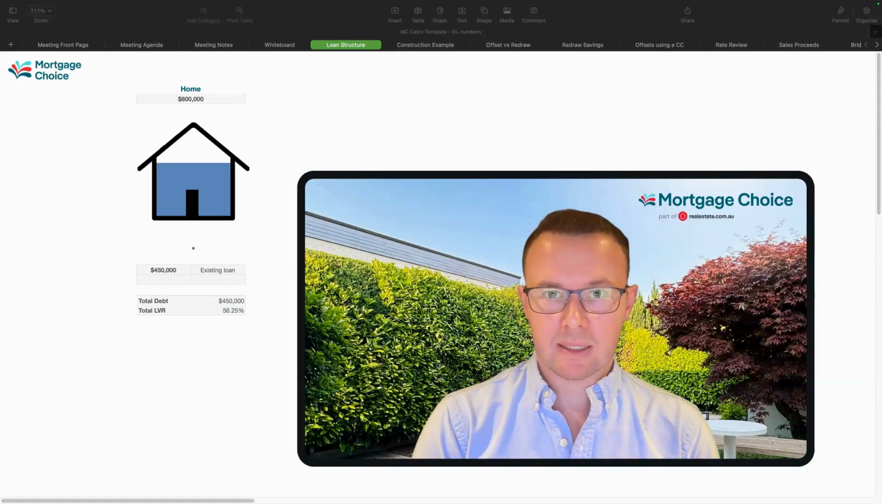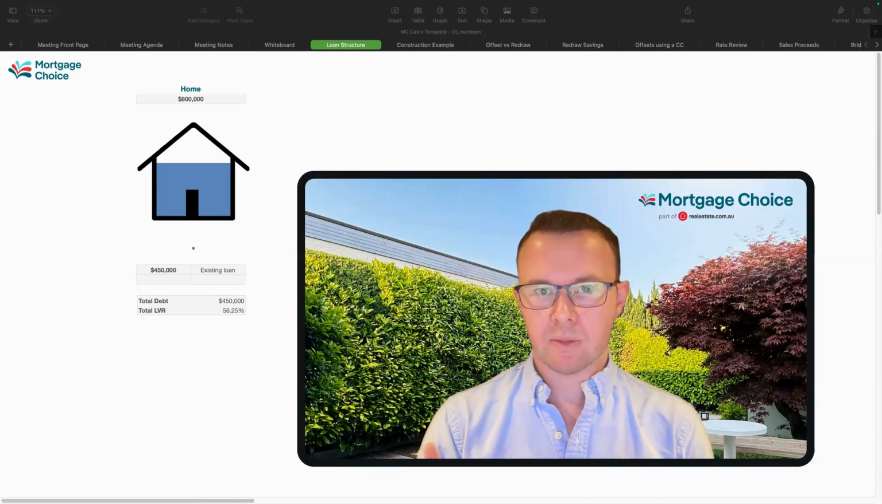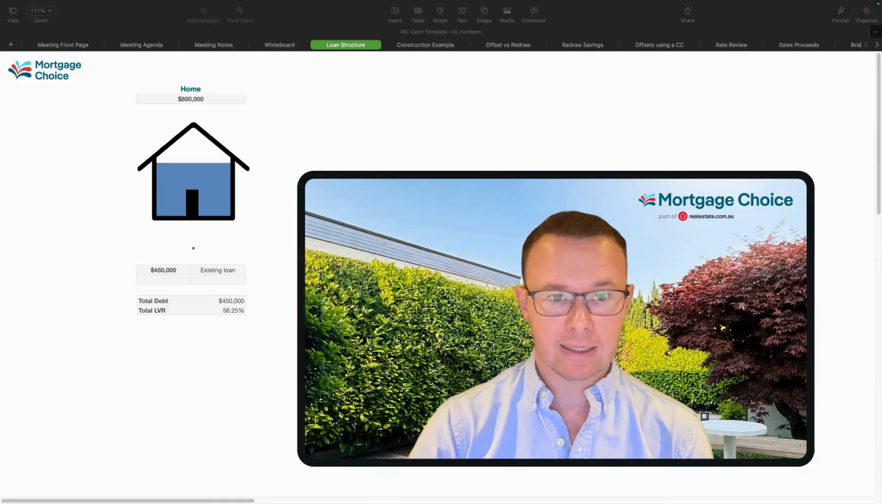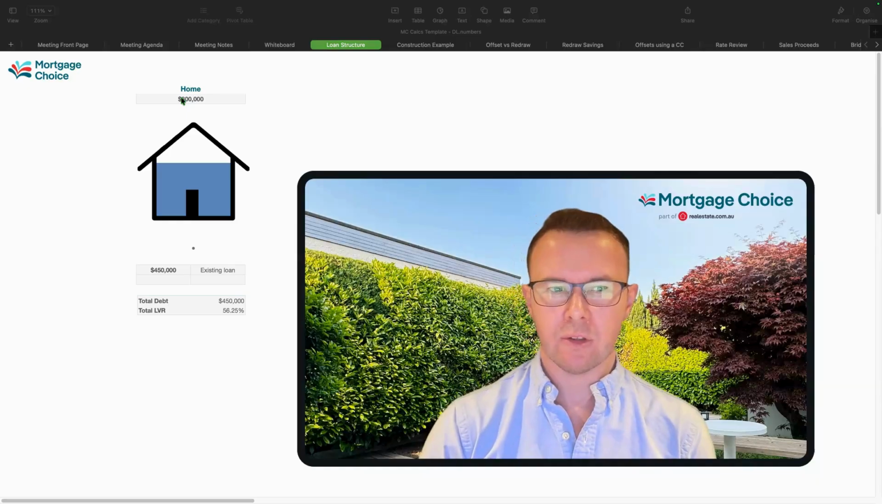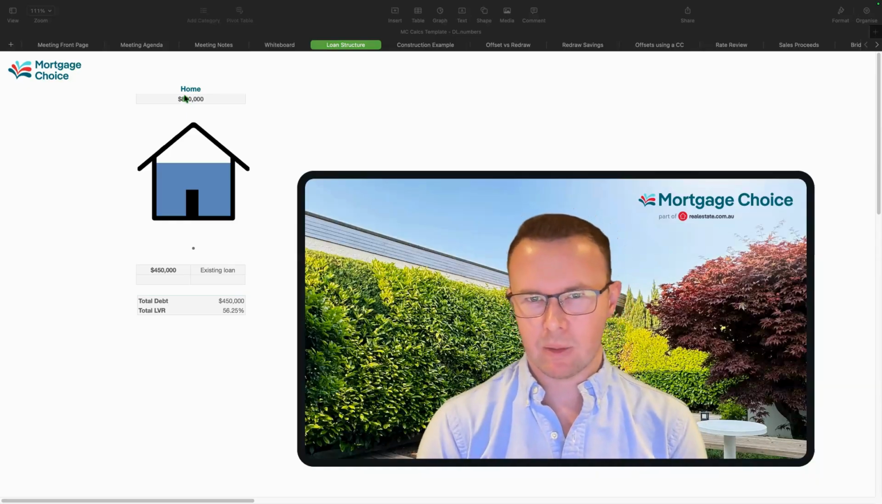New clients will often ask this. They'll say, what's equity? What is my equity and how do I actually access it? And it's a really good question. So I thought I'd use this example here to show you the difference between equity and accessible equity.